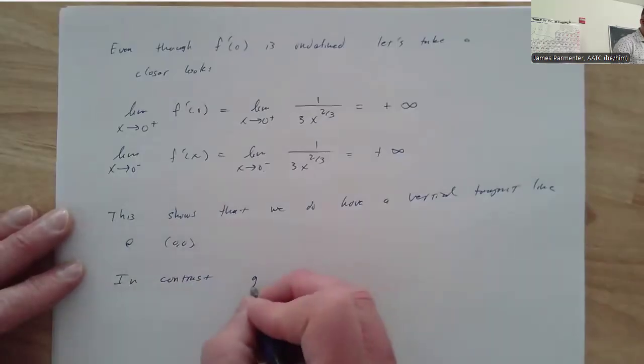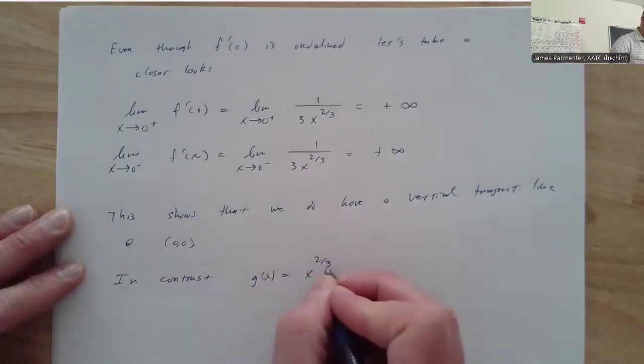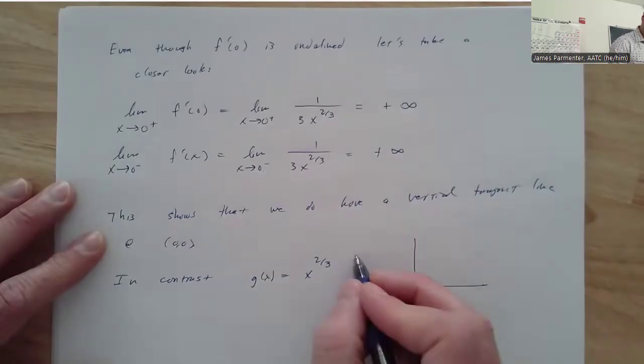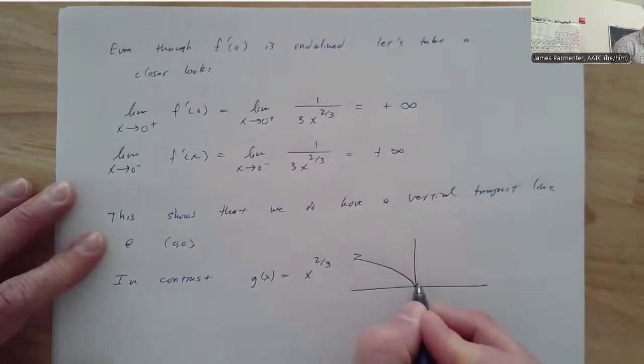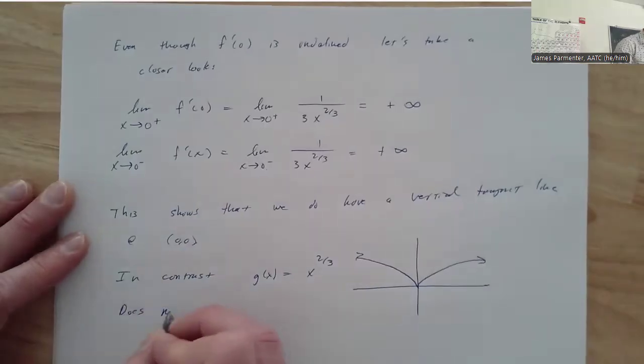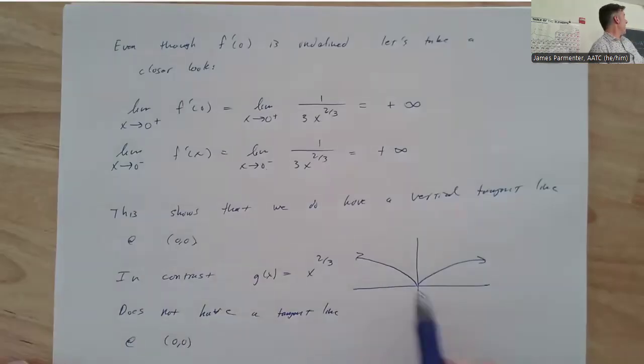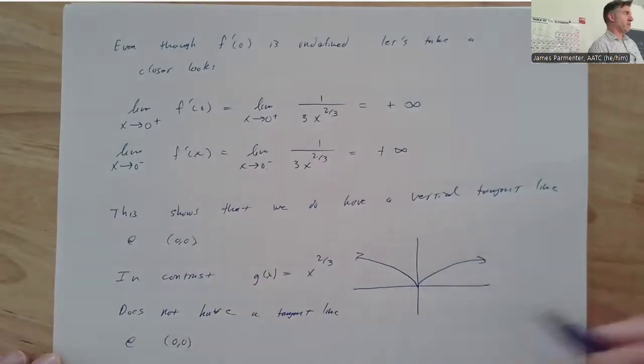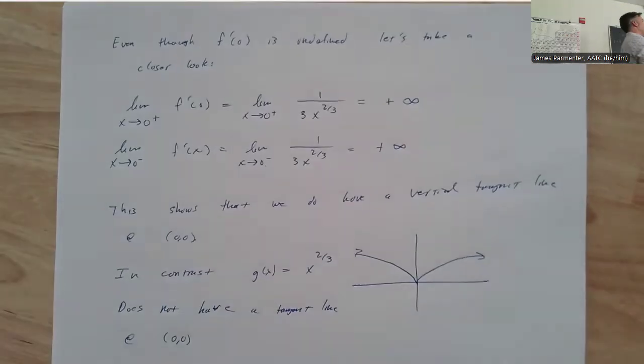And just for contrast, this function, g of x equal to x to the 2/3, does not. It looks like this, kind of like this, but better, does not have a tangent line at 0, 0. The limit from the left would be negative infinity. The limit from the right would be positive infinity. I don't think that's more detail than we really need, but I was thinking about it, so it's what I thought about.